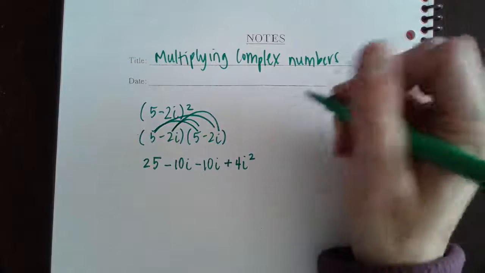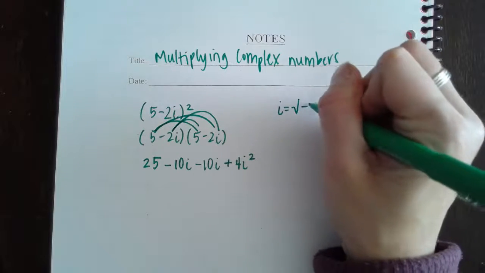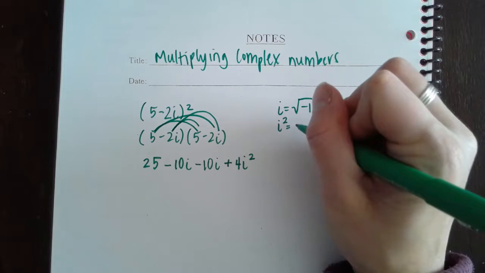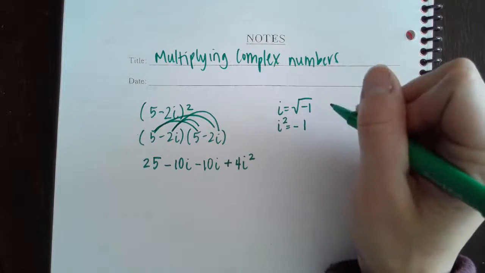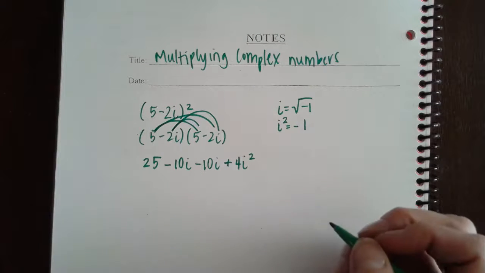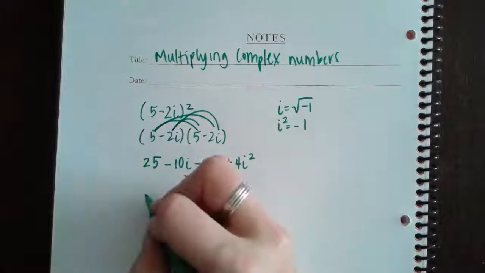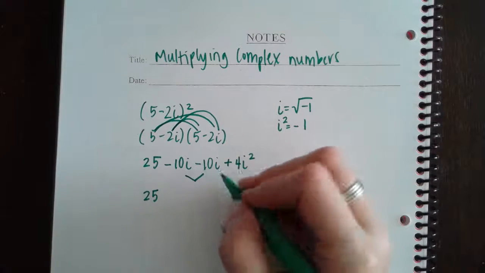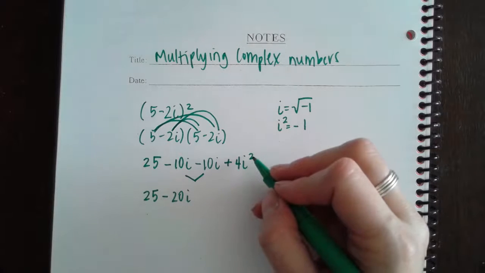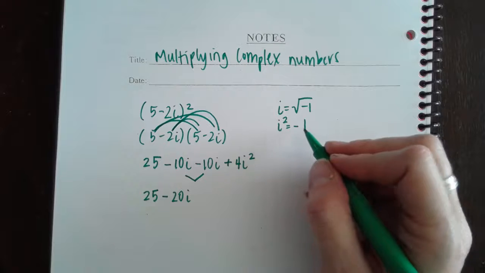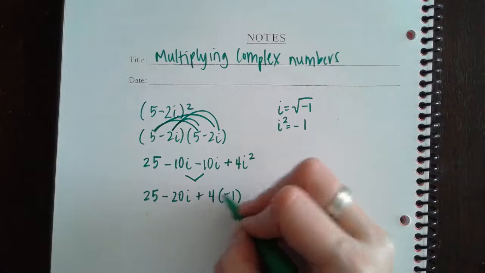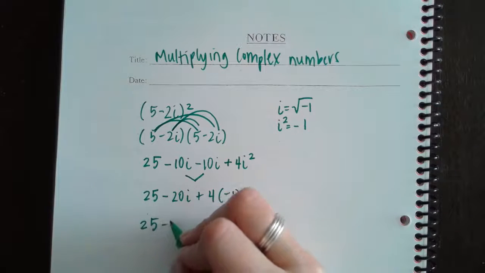Remember, i is the same thing as the square root of negative 1, and i squared is the same thing as negative 1. Okay, so what we're going to do is combine our like terms. I have 25, negative 10i minus 10i is negative 20i. And here, i squared is the same thing as negative 1, so this really says 4 times negative 1. Well, 4 times negative 1 is negative 4.